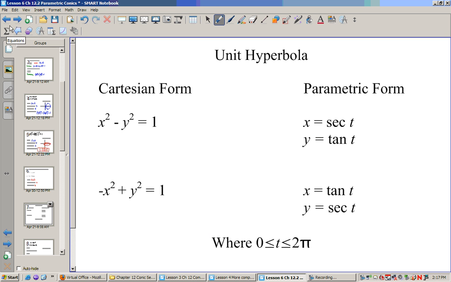Now for our unit hyperbola, if we have x squared minus y squared equals 1, it'll be x equals secant, y equals tangent. If the negative is on the x squared, we just have to flip these around. So the secant is with the one that's positive. And that's important because that's the direction the graph is going to go.